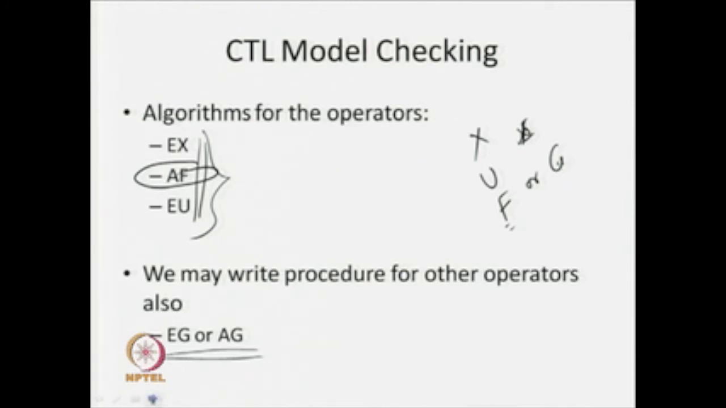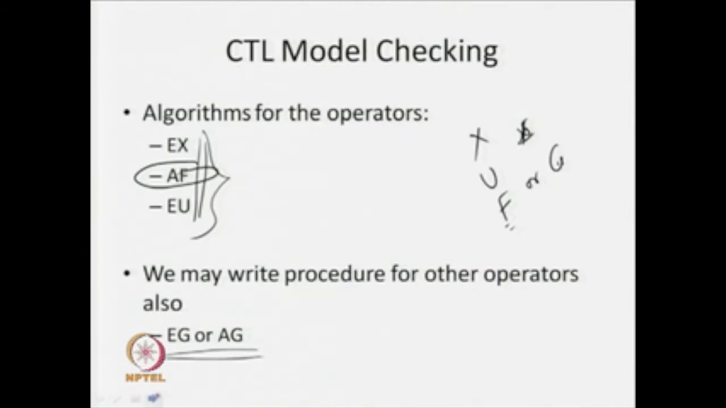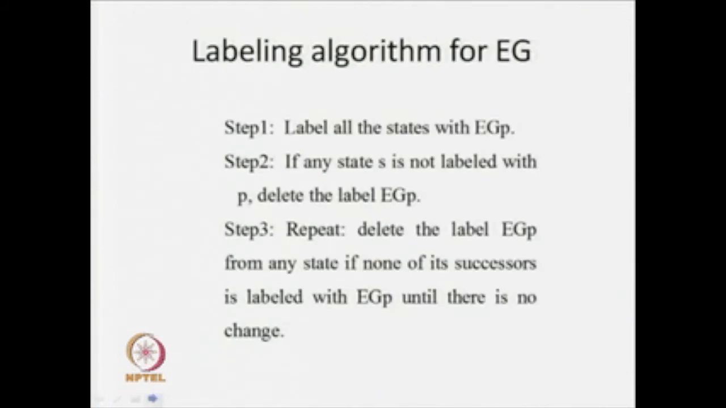Okay. So, first we are going to look into EG. Now, what we are going to see is the labeling algorithm for EG. It is slightly different from what we have seen. We will say what the first step is: label all the states with EG p, because I am going to look for the formula EG p.